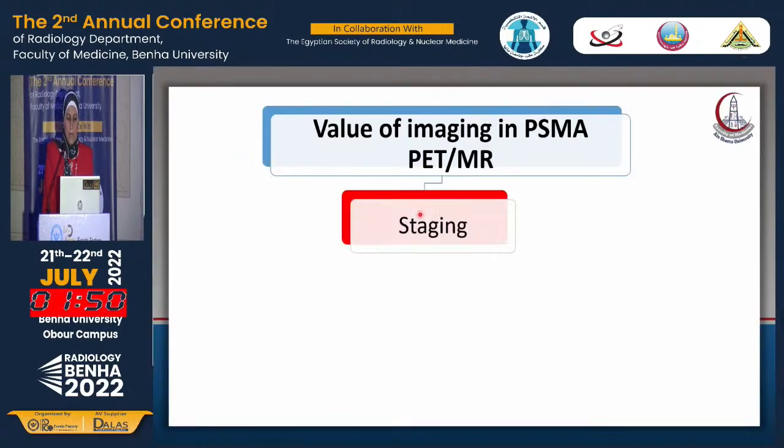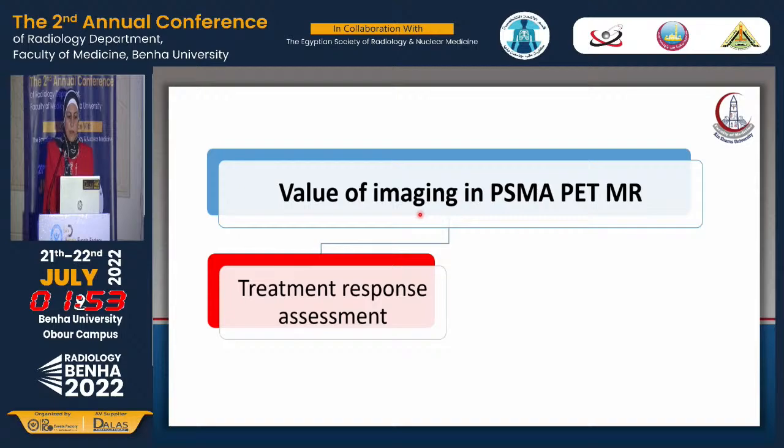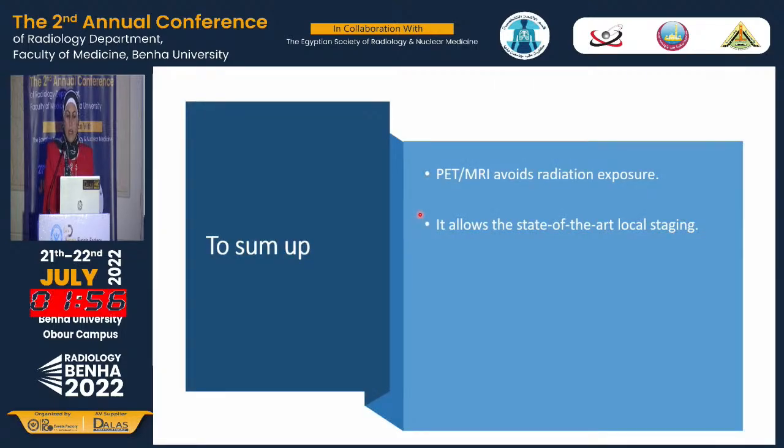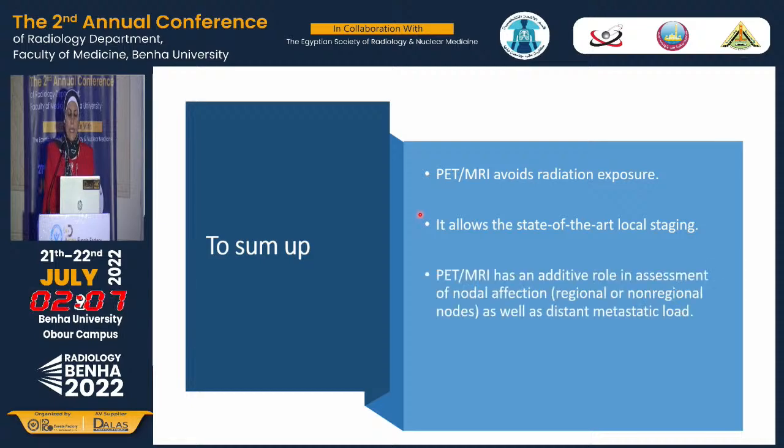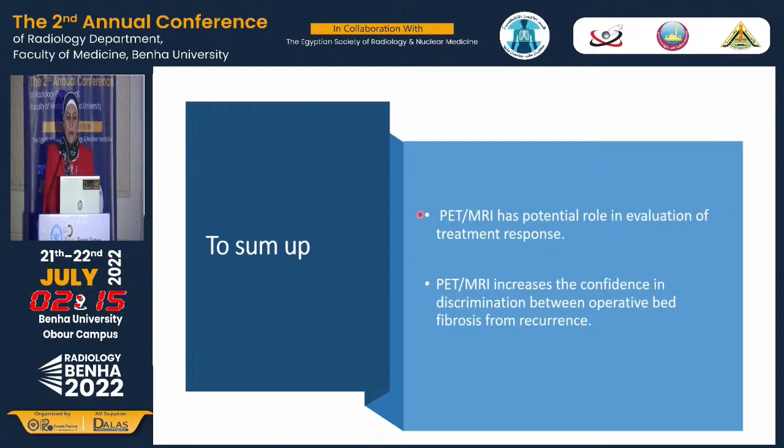So to sum up, the PET MRI avoids radiation exposure, and it allows state-of-the-art local staging for some particular organs, which can be a difficult task to be performed by the CT alone. And PET MRI has an additive role in evaluation of nodal and also the non-regional lymph nodes. Also, MRI is very helpful in evaluation of the bone marrow compared to the CT, and the MRI can help in differentiating between operative bed recurrence and operative bed fibrosis.